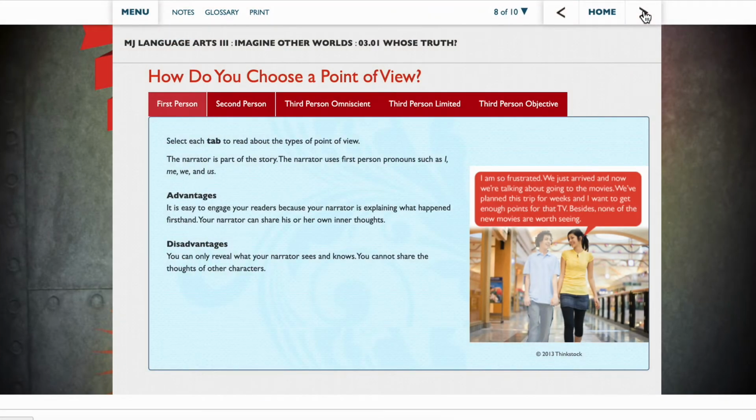How do you choose a point of view? First person. The narrator is part of the story. The narrator uses first-person pronouns such as I, me, we, and us.